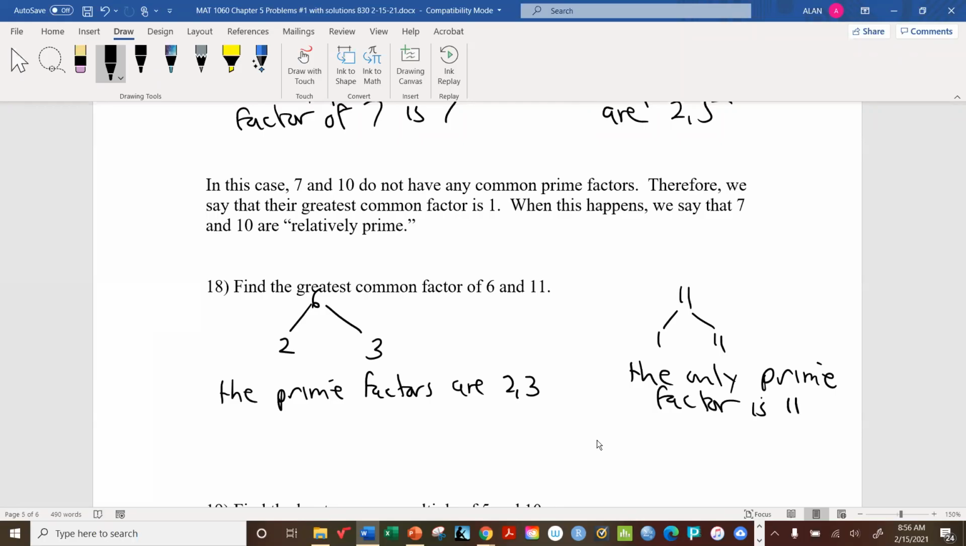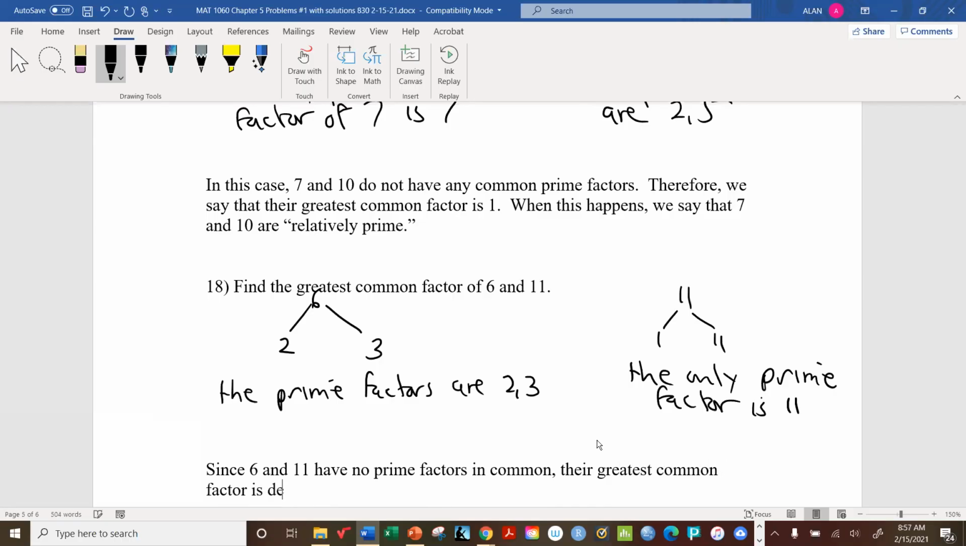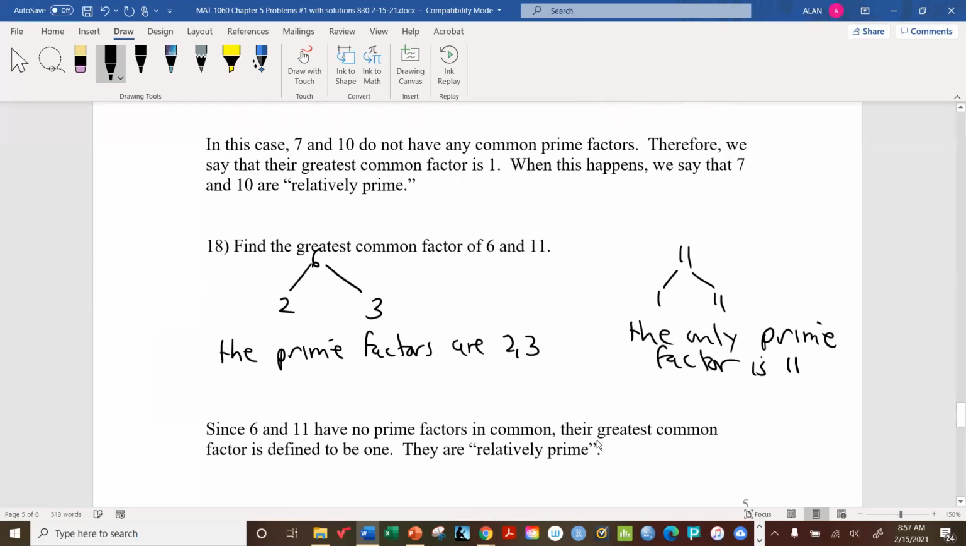So guess what? It's the exact same scenario. Since 6 and 11 have no prime factors in common, their greatest common denominator, their greatest common factor, is defined to be 1. End of story. And again, they are relatively prime. It's not the case that they're both prime, but relative to each other, they're considered to be prime. Wow, what a strange idea. Relatively prime.